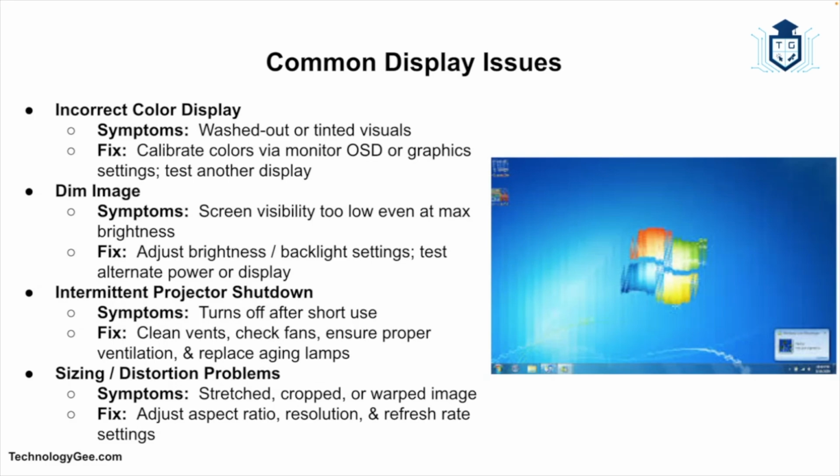So if the projector turns on and off intermittently, then the lamp may be nearing the end of its life. So you want to check the lamp hours and replace it if necessary.